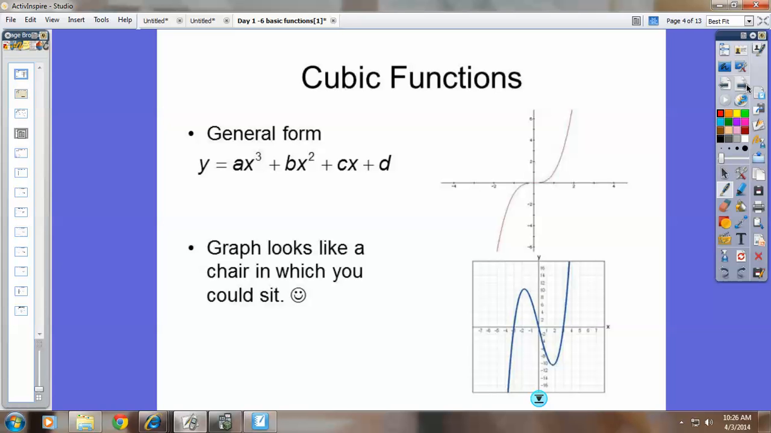The graph of a cubic, to me, kind of looks like a chair. Does it look like a chair to you? Kind of a funny looking chair, but it kind of looks like something you can sit in. So that's how I want you to think of a cubic. It looks like a chair. Now this one down below is also a cubic function. Looks like almost a folded up chair, doesn't it? So cubics look like a chair.